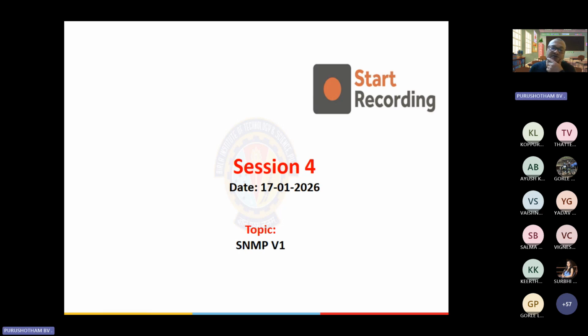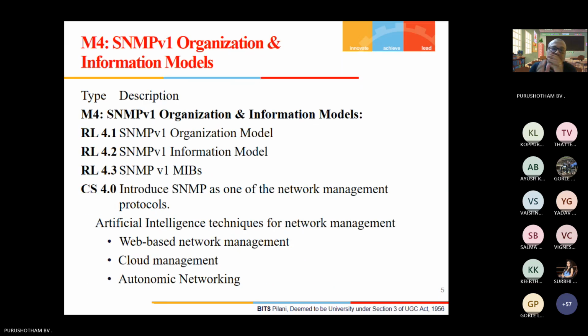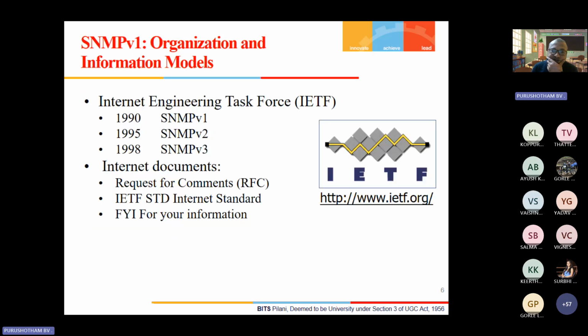We are in session 4, SNMP version 1. So what basically is the organization and information model with respect to this? AI intelligence techniques for network management, web-based network management, cloud management, and autonomic network management. Networking is what we want to see.